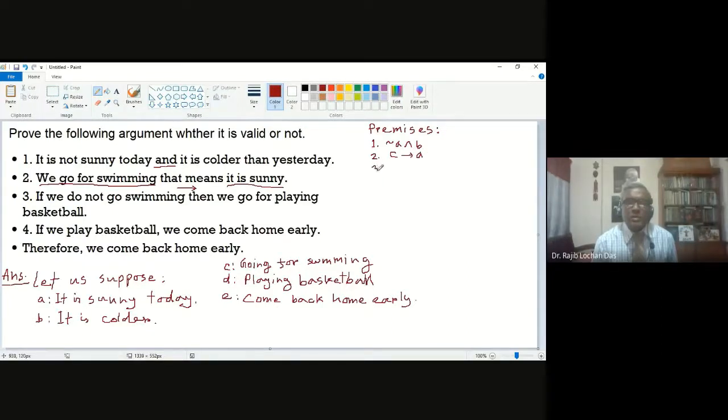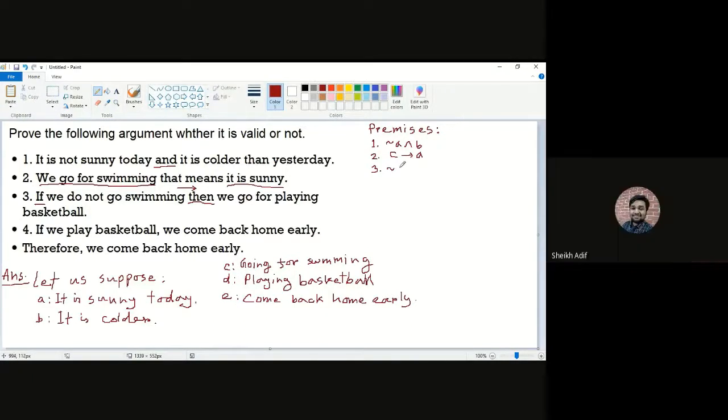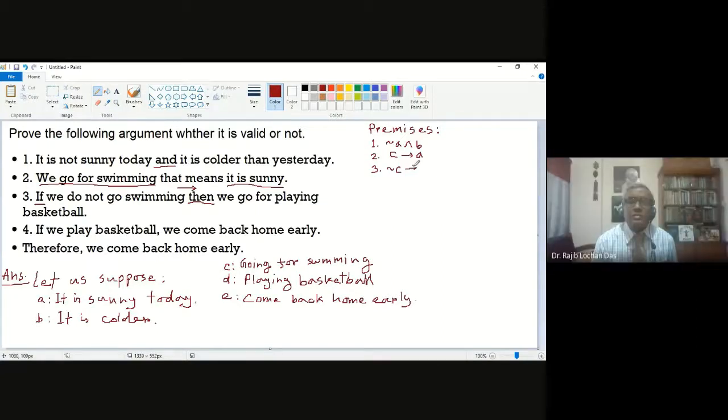Let us think about sentence number 3. What is sentence number 3 here? It is simple to understand because if and then are used. So we do not go for swimming. We do not go for swimming means not C implies basketball, so D, right? Is that okay? Yes, sir. Not C implies D. Yes, it is number 3.